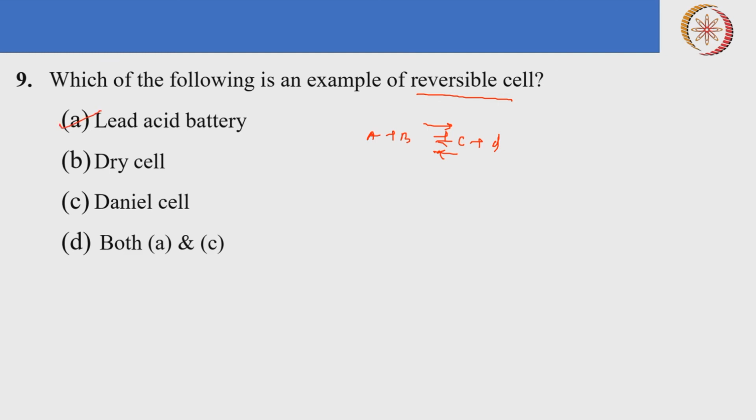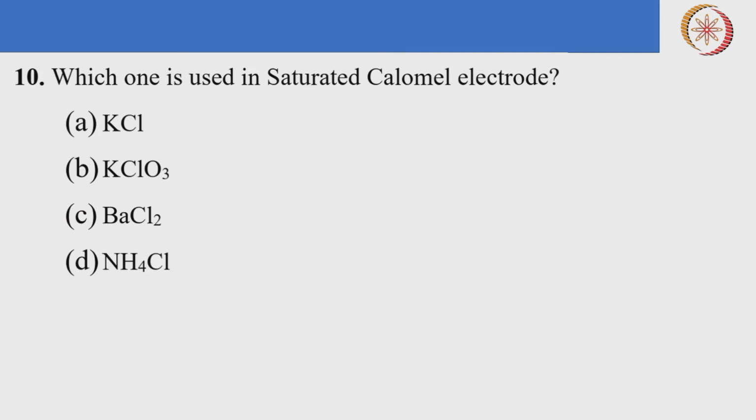In this case, the lead acid battery, which we used earlier also, and the Daniel cell, which we use in batteries in our day to day life, are all reversible cells. So D is the answer, both A and C are reversible batteries. So this is the answer.